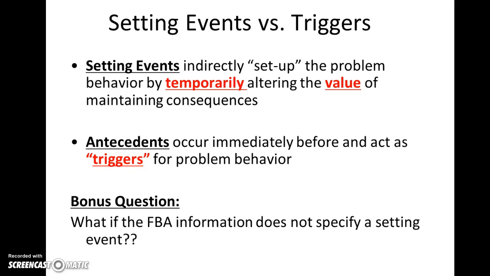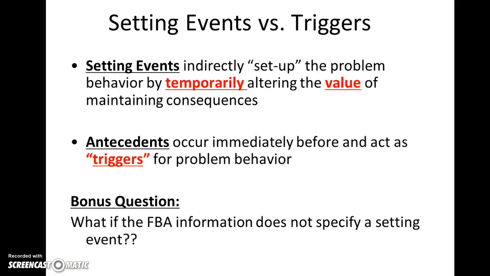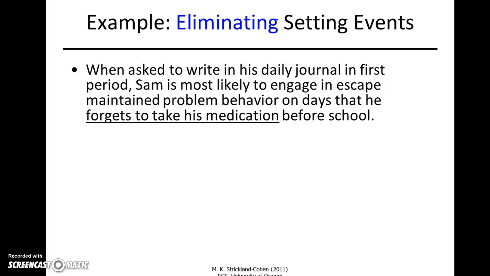Okay, and the bonus question: what if the FBA information does not specify a setting event? What do you do then? Well, even if it doesn't, then we need to look at the antecedents, and that weighs more anyway in terms of trying to figure out the function. Example: eliminating the setting events if the setting events are known.